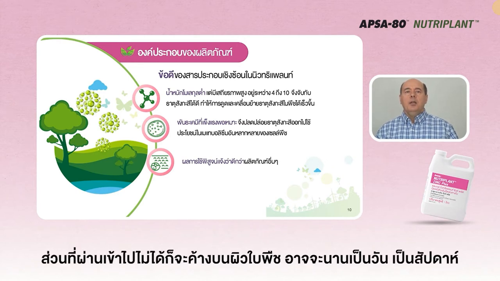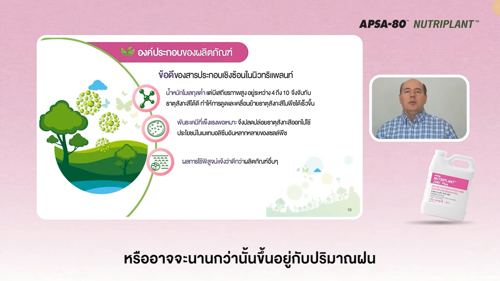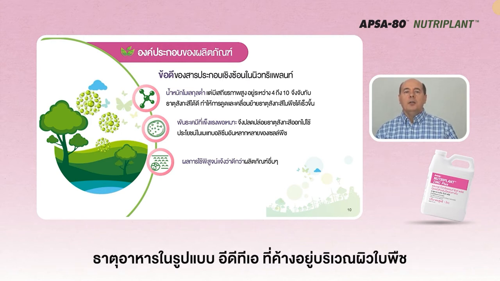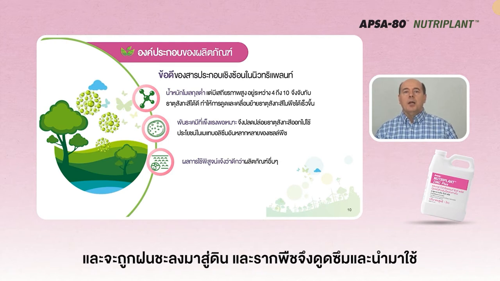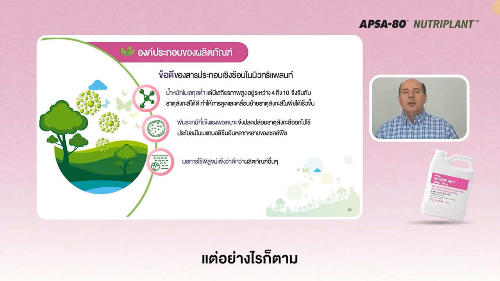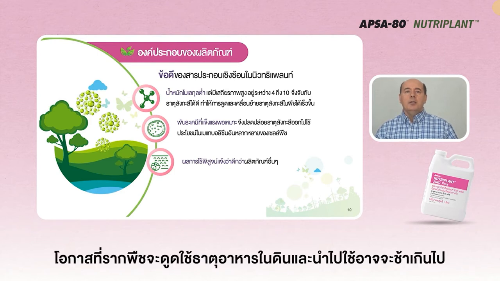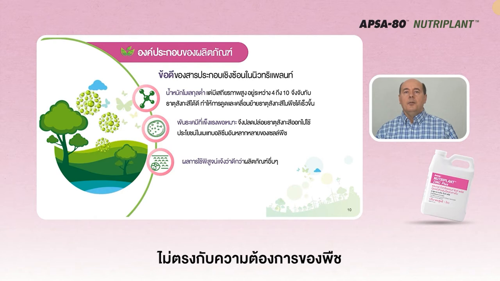The rest of the EDTA product may be sitting on leaves for a few days or weeks or even longer, depending on the rain. Then whatever was not absorbed through the leaf stomata will go down to the soil with the rain, where it can be absorbed through the root system. But this may occur late, potentially near the end of the season, and thus not helpful in correcting deficiency.